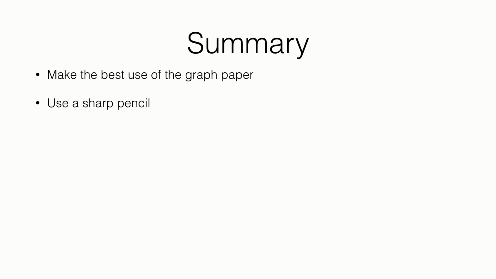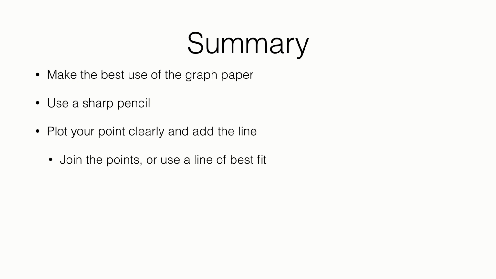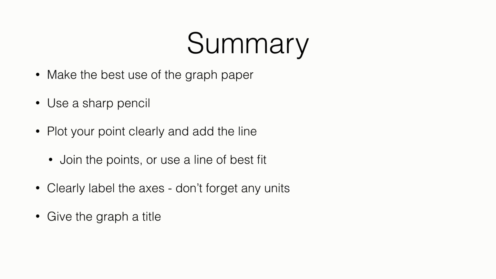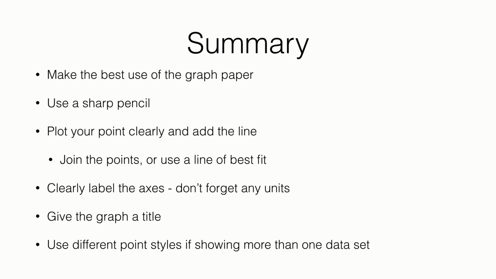So in summary, when you're drawing a graph, make the best use of the space available on the graph paper. Use a sharp pencil and plot your points clearly, and when it comes to adding a line, be it a line where you're joining up the points or a line of best fit, a straight line or a curve, make sure again you draw that in with a nice sharp pencil. Clearly label the axes and don't forget to give the graph a title. And if you are plotting different data sets on the same piece of graph paper, make sure that you use different styles of points for the different types of data.